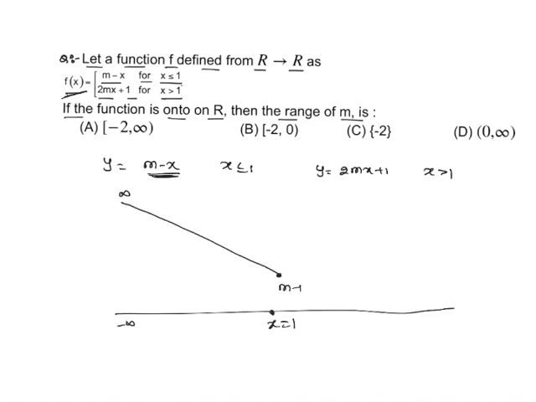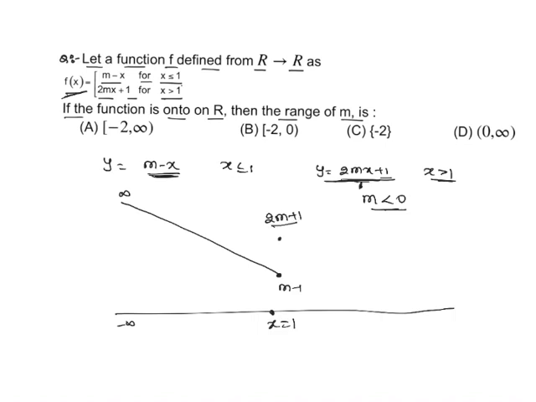Now for the other half also we want the range to be minus infinity to m minus 1. So that means for x greater than 1, this graph should also be decreasing. Then m must be less than 0, we can say. So if m is negative, then 2m plus 1 at x equals 1 must be above m minus 1. So 2m plus 1 should be above m minus 1.